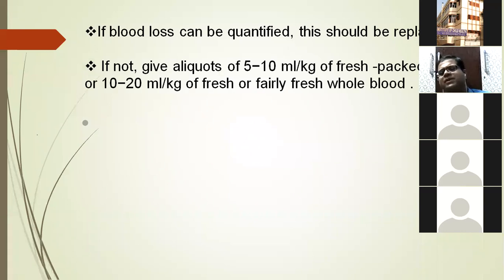Now I am talking about the major bleed. That is called the hemodynamic compromise. If the blood loss cannot be quantified, most of the times it cannot be quantified, so give aliquots of 5 to 10 ml per kg of fresh packed red cells or 10 to 20 ml per kg of fresh or fairly fresh whole blood.